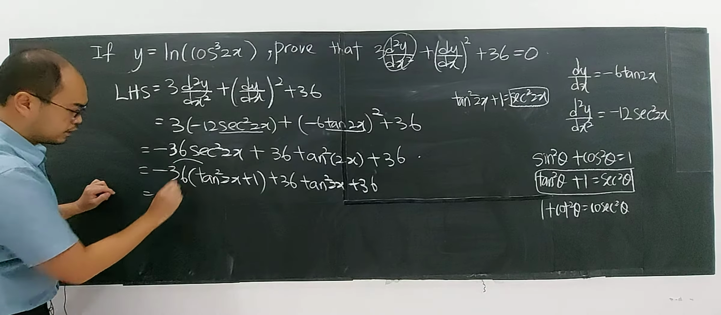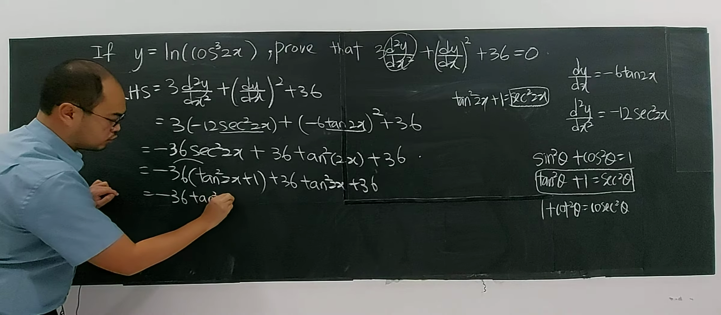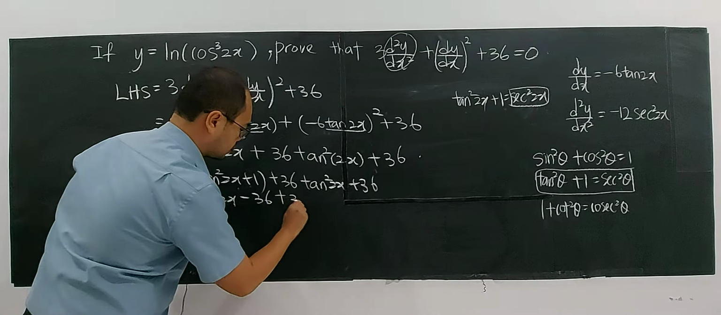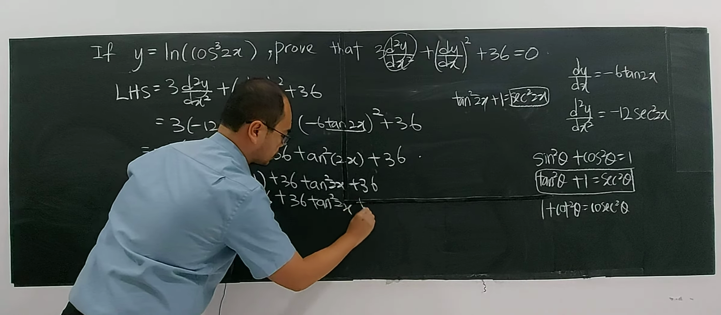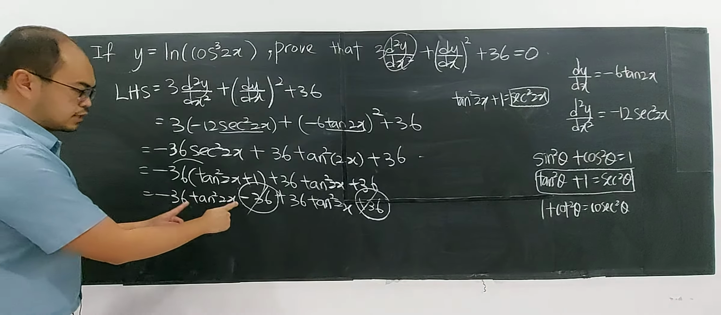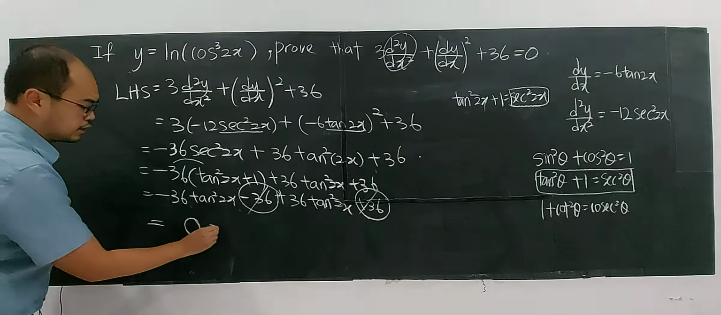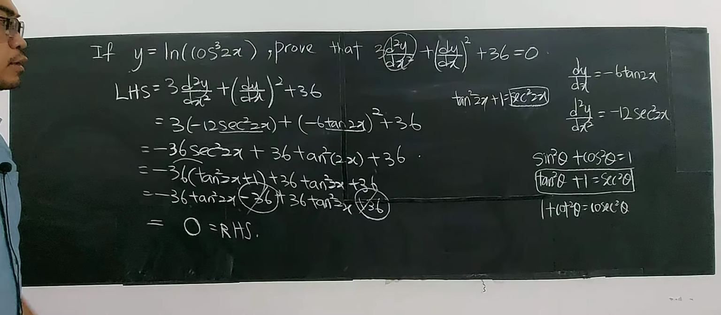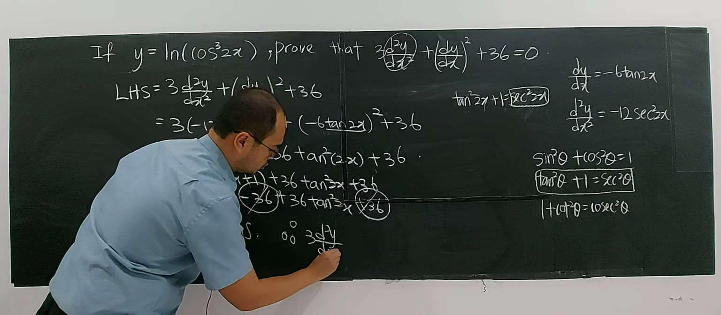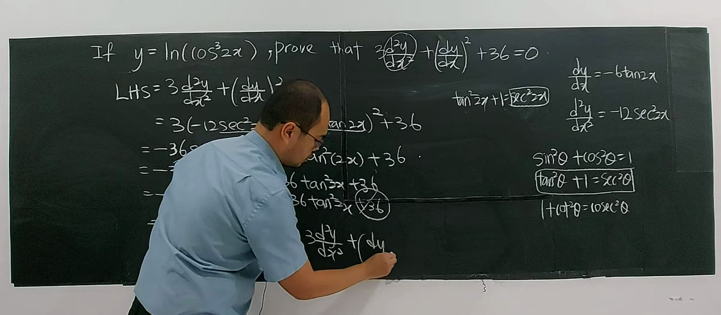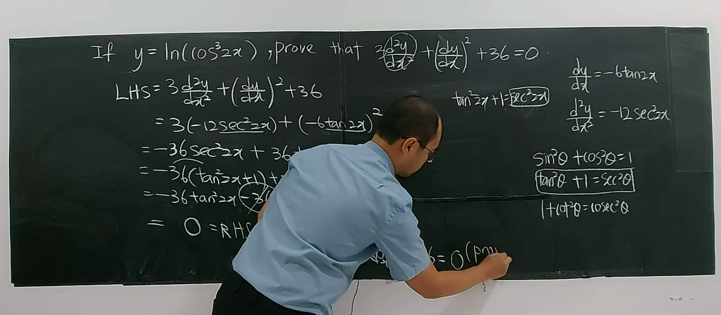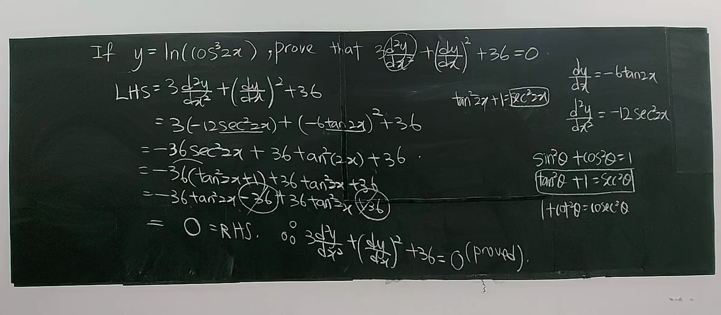If I expand, I get negative 36 tangent square 2x, and negative 36, plus 36 tangent square 2x plus 36. Finally, I can see that negative 36 plus 36 gives 0, and negative 36 tangent square plus 36 tangent square also gives 0. So it equals the right hand side, 0. You have proven that 3 d2y/dx2 plus dy/dx to the power of 2 plus 36 equals 0. We have proved that this differential equation is true after differentiating.